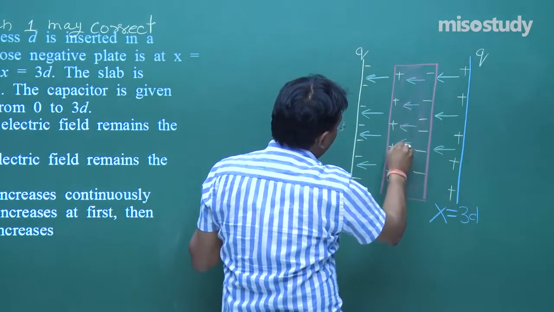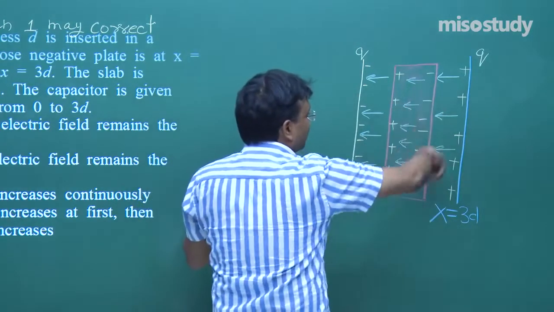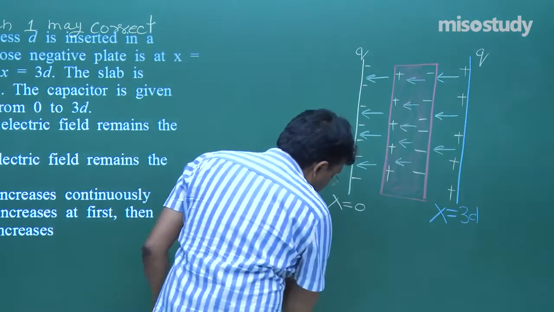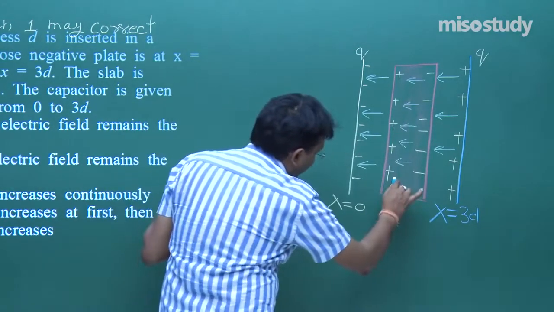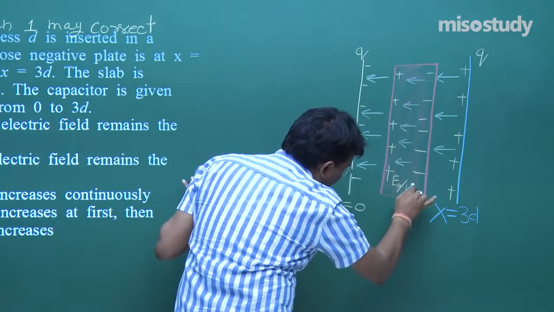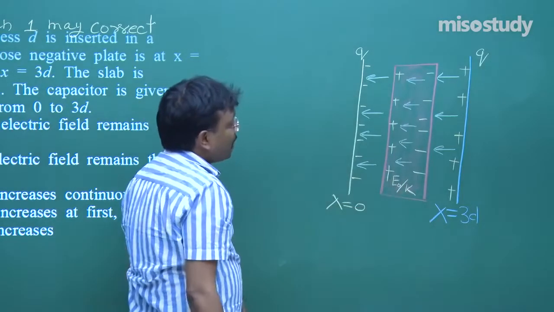A few of you may get confused, I know that. For this dielectric, please revise the basics. Now it is E naught by K inside this. K is the dielectric constant basically.